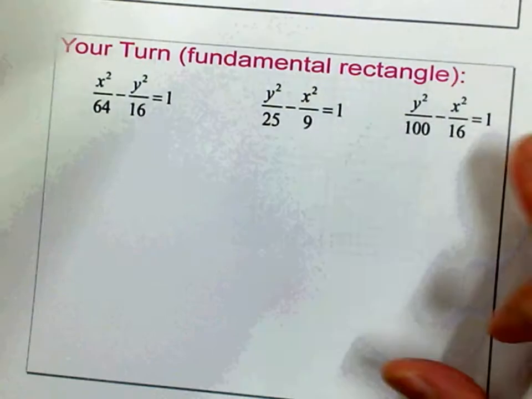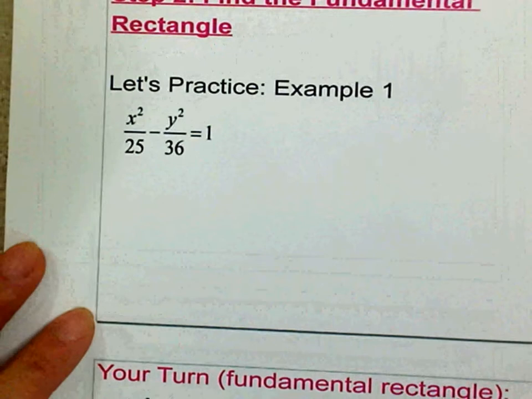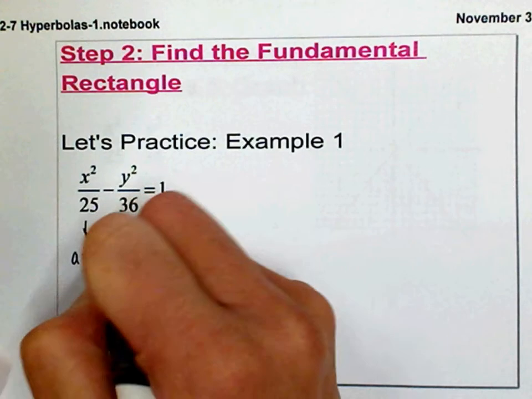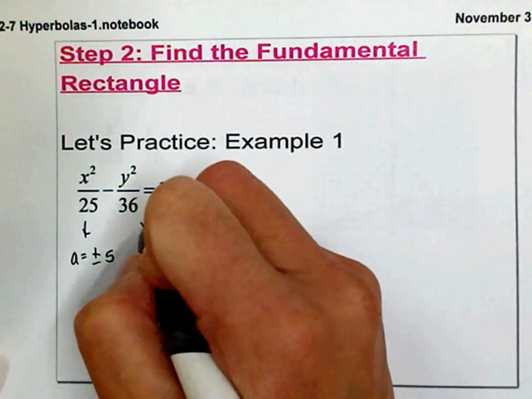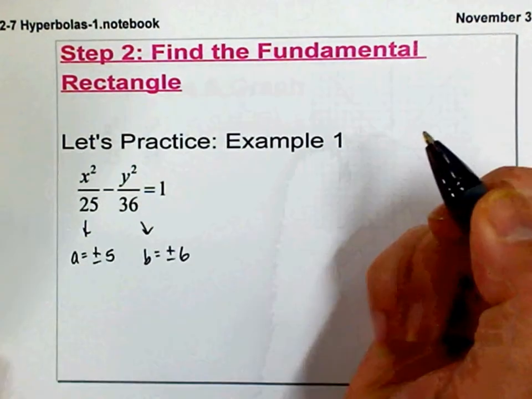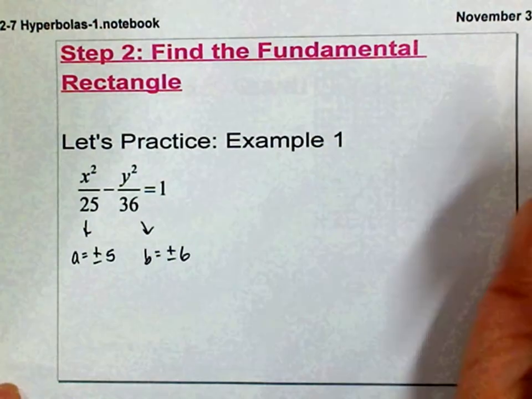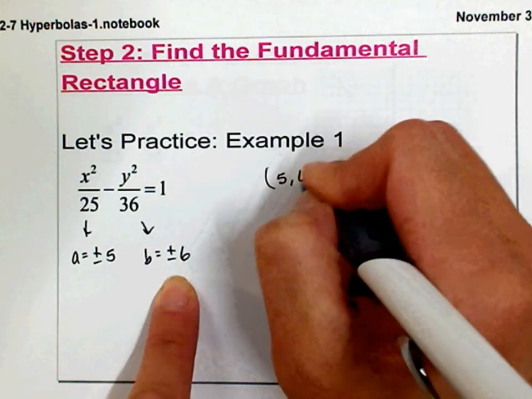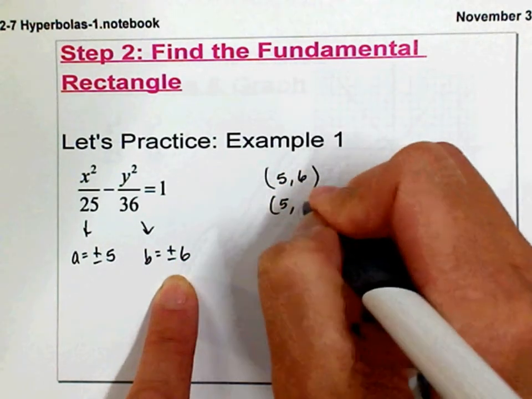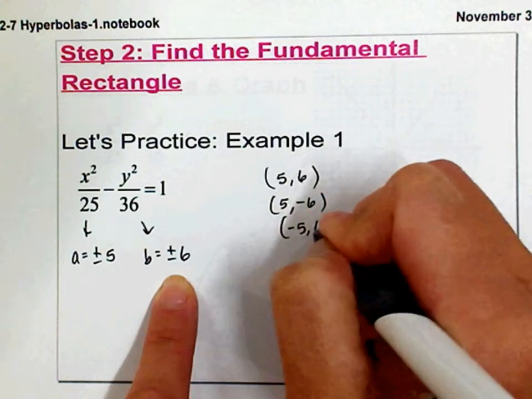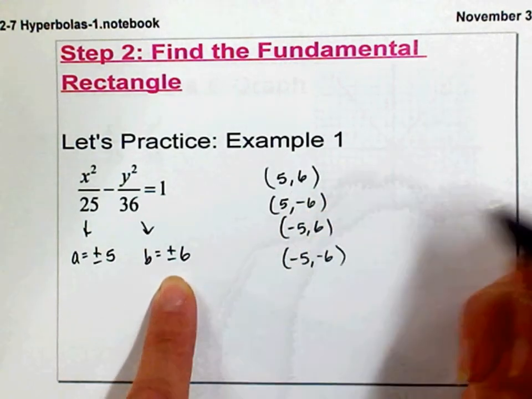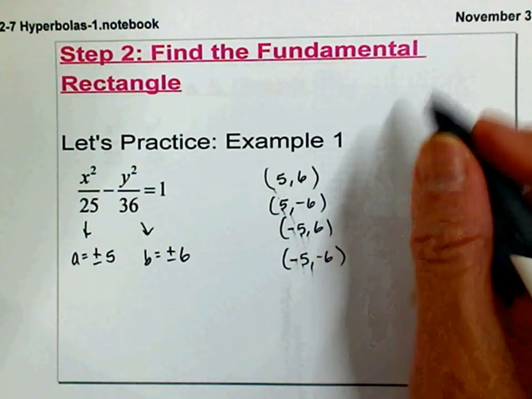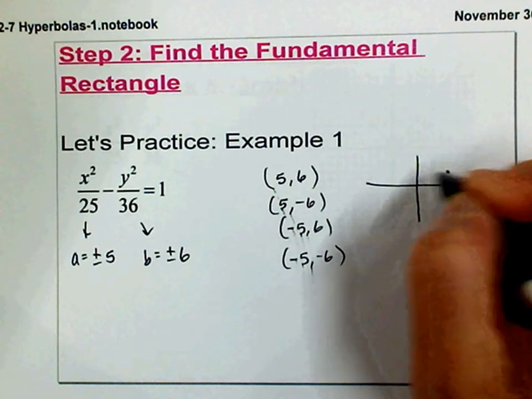All right. To find your fundamental rectangle, you have to find out what your a is. A is plus or minus 5, the square root of 25. B is plus or minus 6, the square root of 36. So your fundamental rectangle is going to use versions of 5 and 6: positive 5, positive 6; 5, negative 6; negative 5, positive 6; negative 5, negative 6. Different versions of a and b. Okay, so if you were to graph that, it would look like this. See how it's shaped like a rectangle?